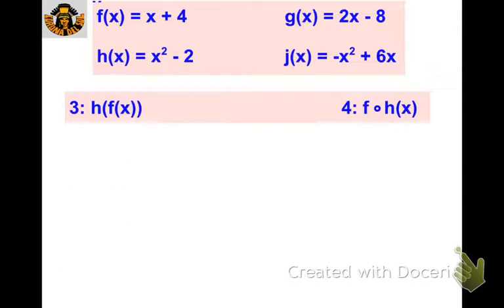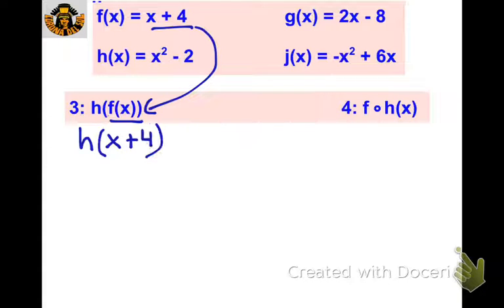All right, next one. This says h of f of x. So we're just going to take the f of x function and put it right in there inside. So let's replace the f of x with x plus 4, which is what that is. So we're now looking for h of x plus 4. Then you look at the h function, which is this one right here, and wherever there's an x, you put in x plus 4.